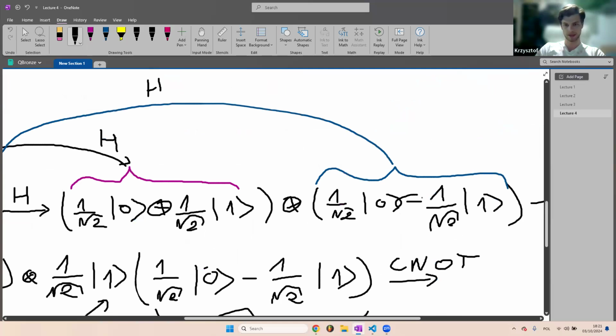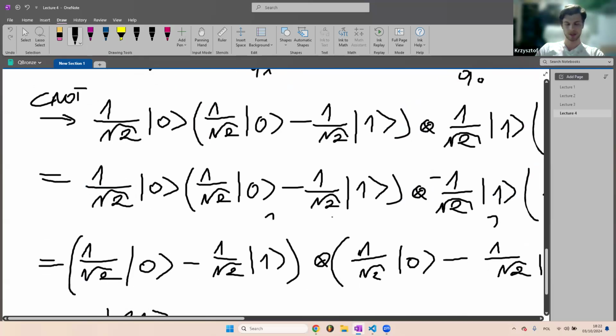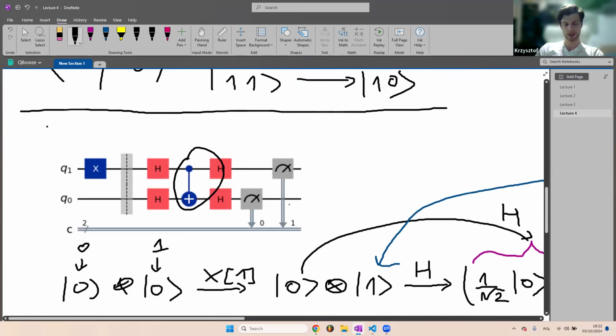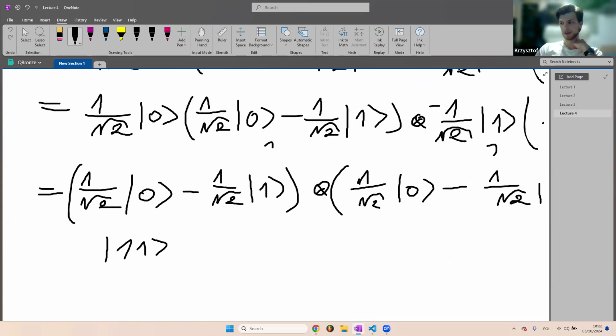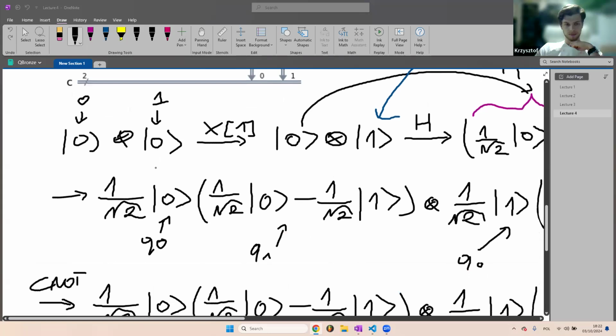plus and minus, but after applying the control C naught, we end up with a state with a changed phase. So the phase changes from plus to minus after applying the C naught operator. And this phenomenon in quantum computing is called a phase kickback. And it refers to the fact that controlled operators have an effect also on their control.